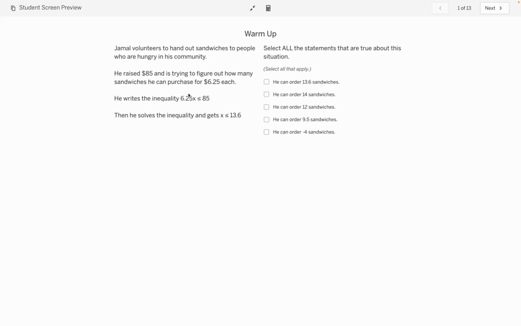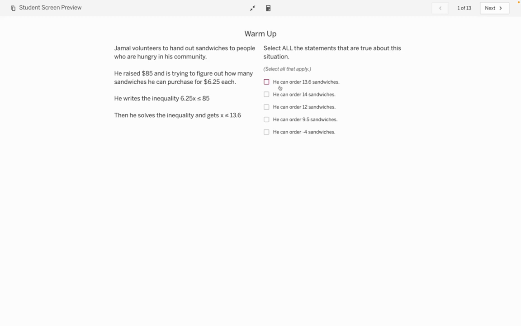He writes the inequality 6.25x is less than or equal to 85. Then he solves the inequality and gets x is less than or equal to 13.6. Select all the statements that are true about this situation.